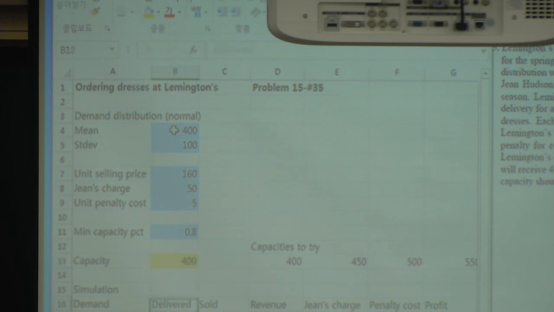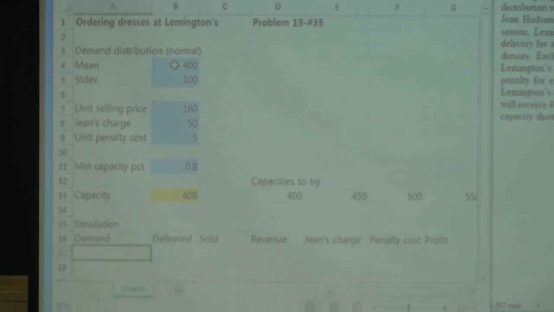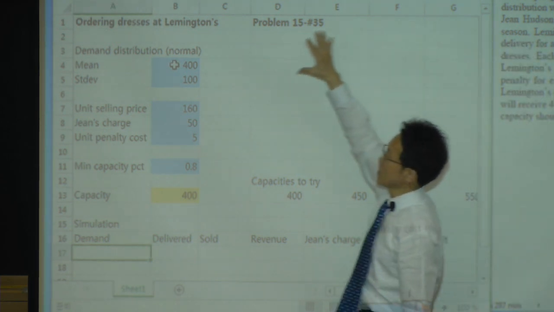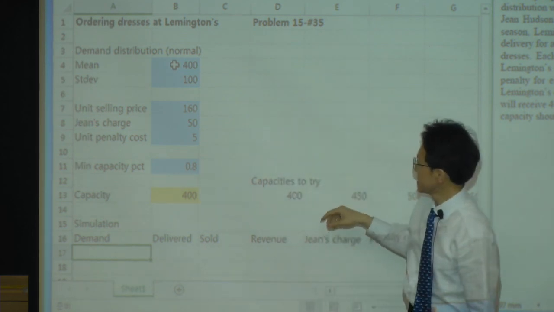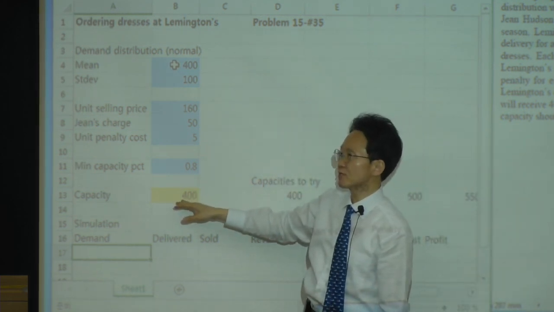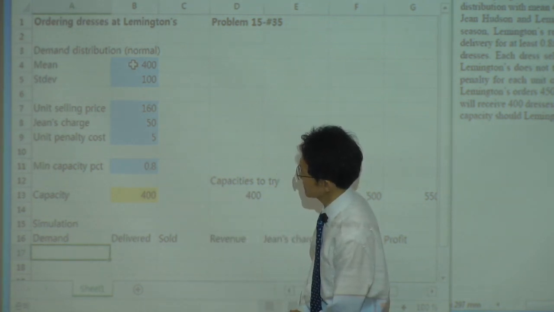Okay, good. So that's just straightforward. I just put down all this information from the problem statement, and then capacity 400, but I will change this capacity as becomes necessary.